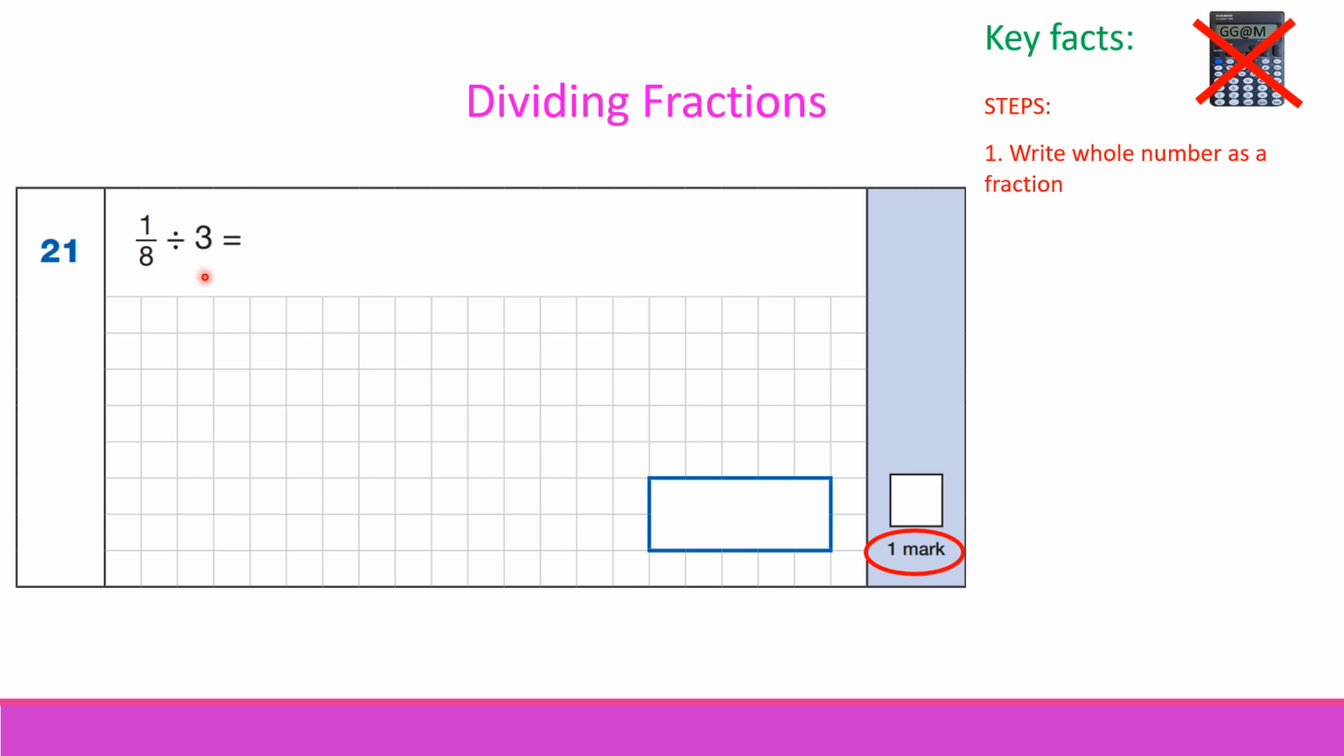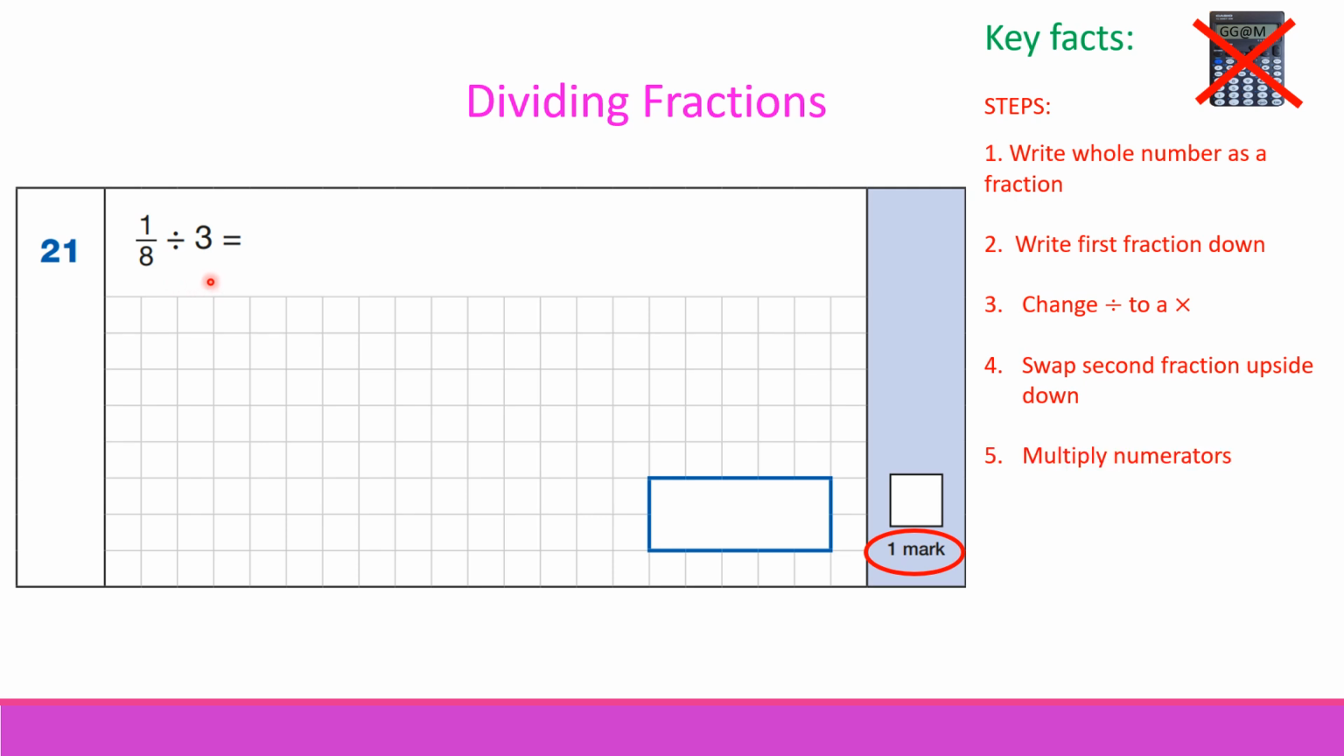Step 2 is to write down the first fraction again. So you're going to write down this first fraction here, this 1/8. You're then going to change the divide sign to a times. And then we're going to swap the second fraction upside down. So we're going to change the sign, and then we're going to flip.